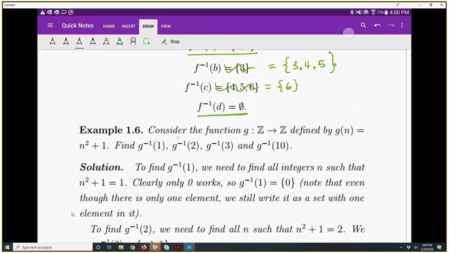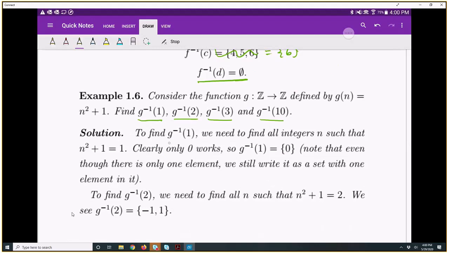Another example would be if we think about the function g from the set of integers to the set of integers, defined by g of n is equal to n squared plus 1, and we want to find the inverse image of 1, the inverse image of 2, the inverse image of 3, and the inverse image of 10. So to find the inverse image of 1, we need to find all n such that n squared plus 1 equals 1. So I could just solve this equation. If I subtract 1 from both sides, I have n squared equals 0, and clearly 0 is the only number. So it's the singleton set 0. Note that even though there's only one element, we're still going to write it as a set. That's very important, that the inverse image is a set.